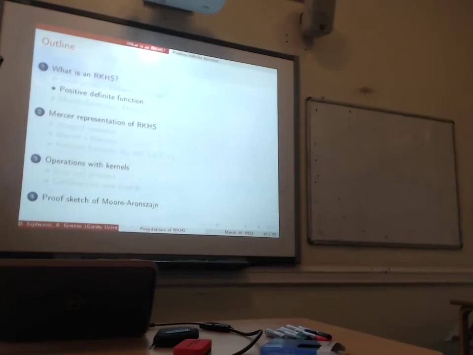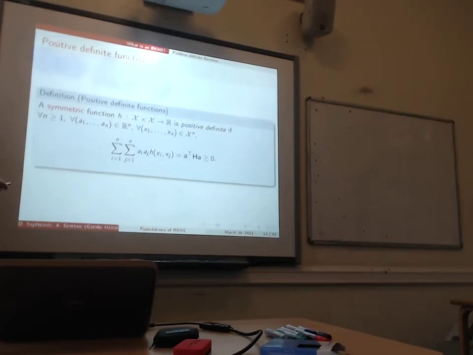Okay, so the third notion that we're going to introduce is the notion of a positive definite function. So I'll introduce a positive definite function as just some symmetric function with two arguments that satisfies this condition for every finite set of scalars a_1 up to a_n, and every finite set of elements from X. So this quadratic form, in terms of a, is always non-negative. Okay? So that's the standard definition of positive definiteness.